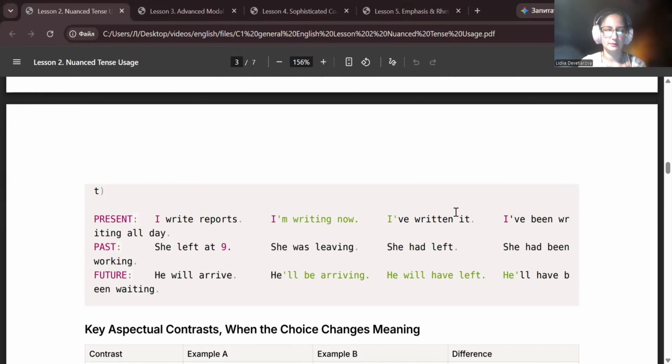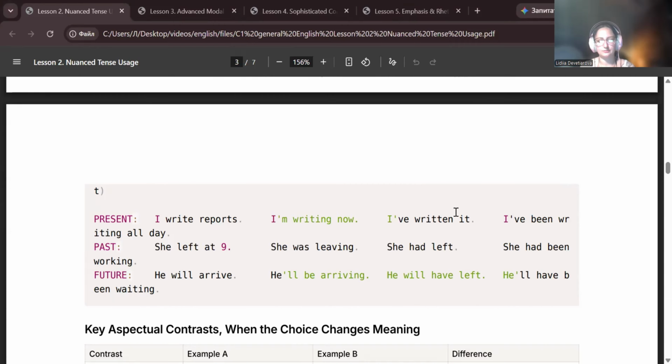Past. Past simple. She left at 9. Past continuous. She was leaving. Past perfect. She had left. Past perfect continuous. She had been working. She had been leaving. Could be. Why not?